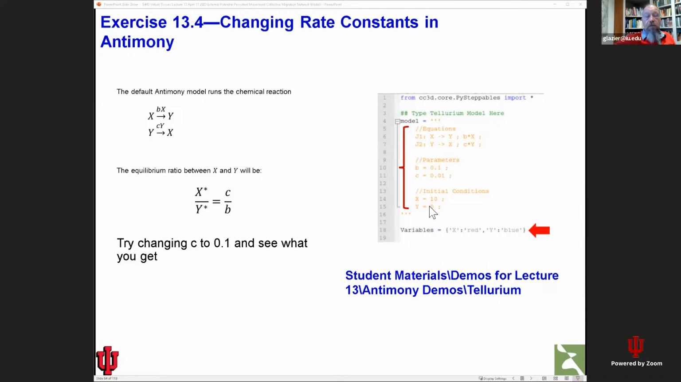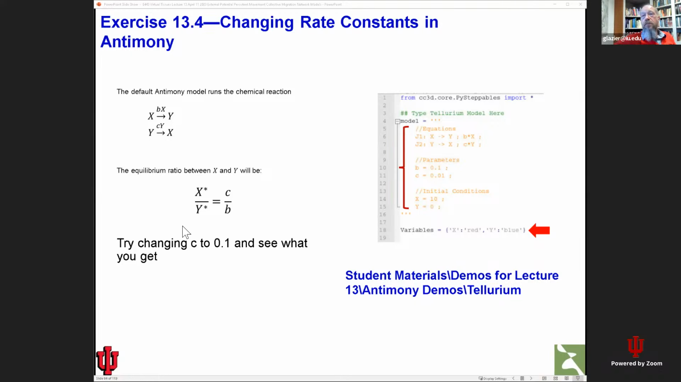For the people who have it working, does anybody have it working? Did it run for anybody, or did it fail for everybody? Ibrahim, it worked. Why don't you try changing the value of C in your code from 0.01 to 0.1, and then run it and see what happens.